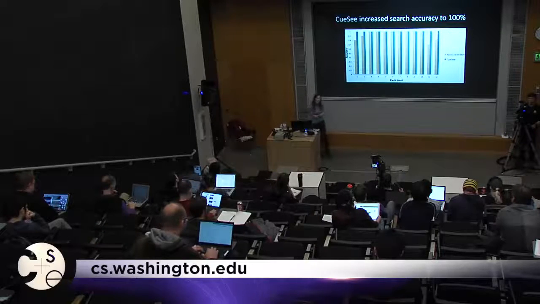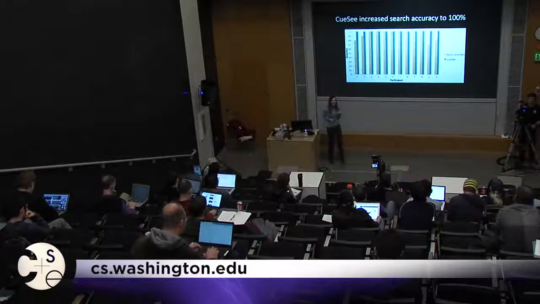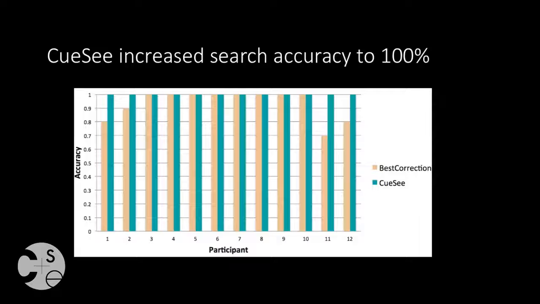Okay, and so in terms of accuracy, QC had a win here as well. There weren't too many mistakes made. Only a handful of mistakes were made with best correction, but with QC, everyone got the right target every single time. So the cues were very effective at directing them to the right product.